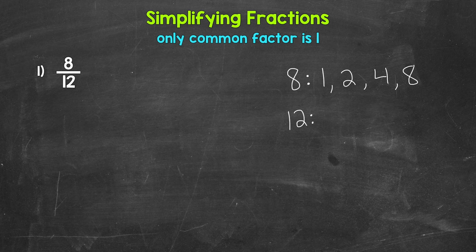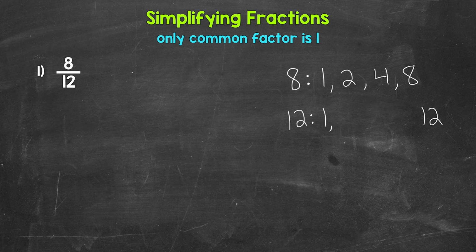Now for 12, we will start with 1 and 12. And we have our gap there to fill with any other factors. Well, 2 and 6 are factors of 12. 2 times 6 equals 12. Or we can think in terms of division.